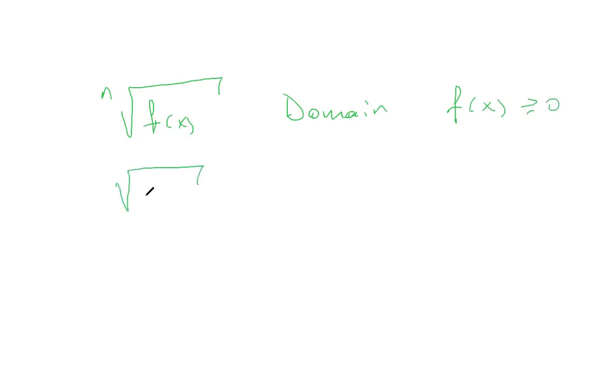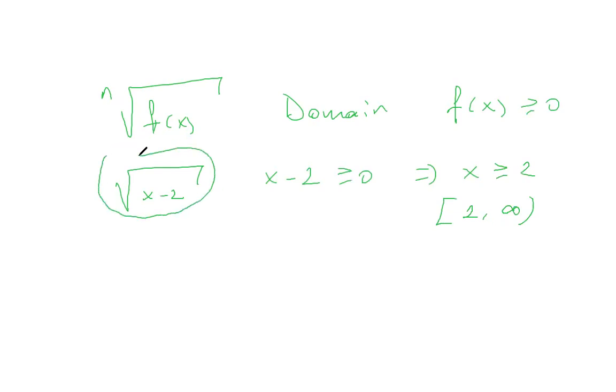So when I have nth root of f of x, we said that the domain is f of x greater than or equal to 0. Example, square root of x minus 2. What is the domain? x minus 2 must be greater than or equal to 0. So x is greater than or equal to 2. So it means the interval 2 comma infinity. So when you choose any number in this interval, the function will be defined and the result of the function will be any positive number. Till here, any question? No.